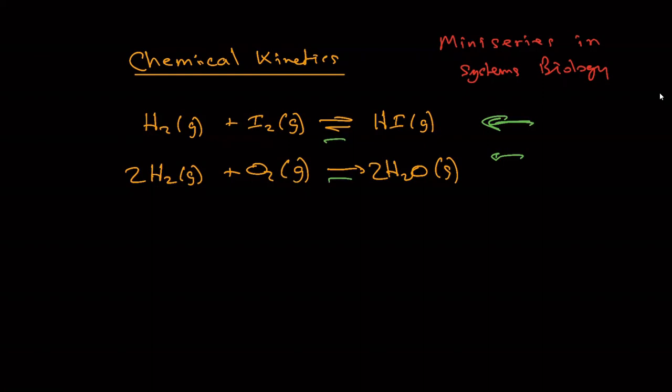You may have also come across this one in your biology class. It's more biologically relevant. 1 glucose plus 6 oxygens gives 6 waters plus 6 CO2s. Okay, this is of course respiration. So what we're going to talk about is the kinetics of these and how you describe these kinds of processes.